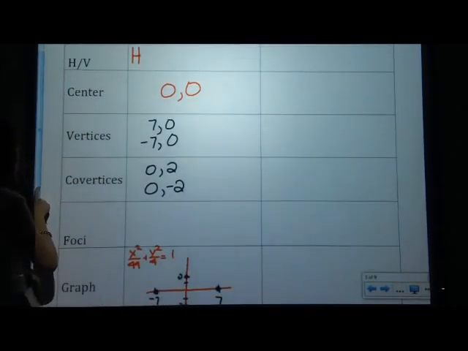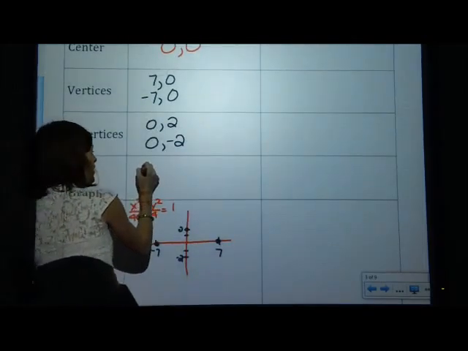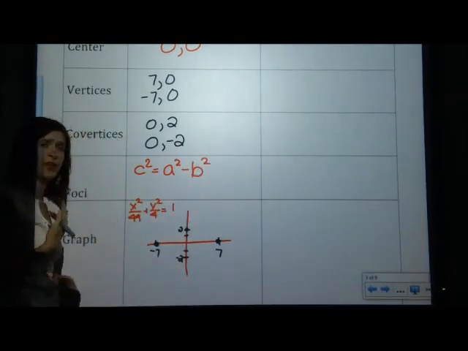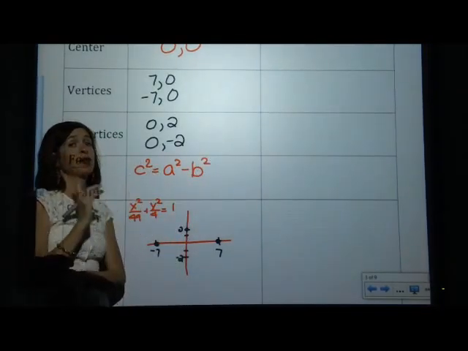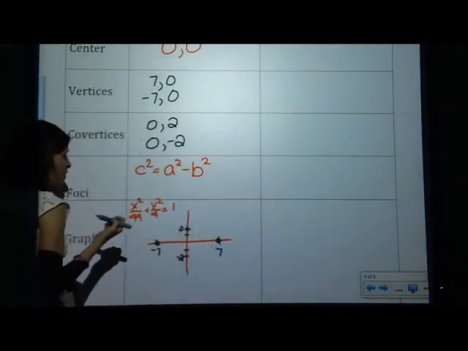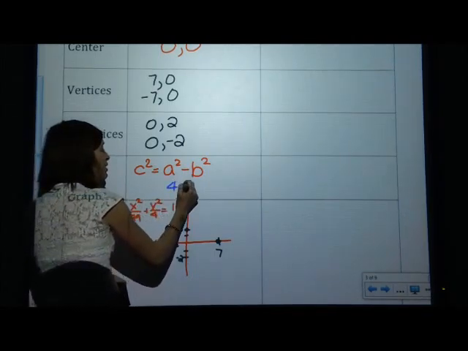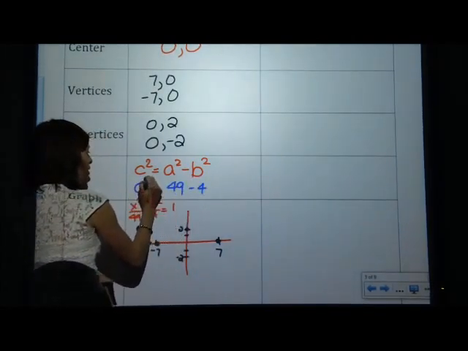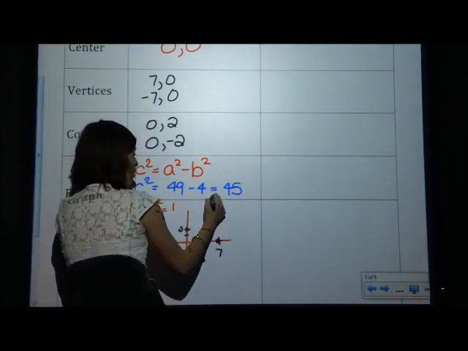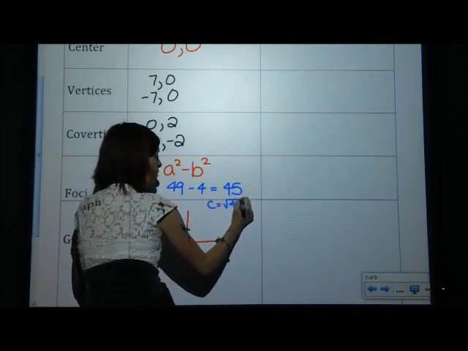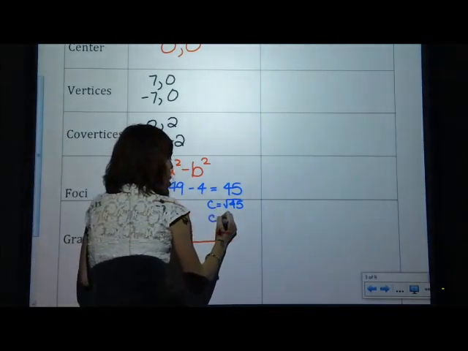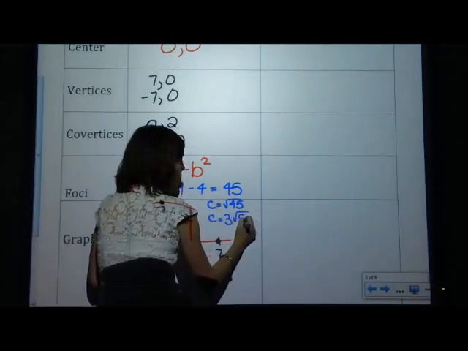So I told you yesterday that it was very easy to find your foci using c squared equals a squared minus b squared. I want you to be very careful. It looks like the Pythagorean theorem, but it's not, okay? Because there's a minus in the middle. All right, so we plug in the values we have. We know our a squared is 49. We know our b squared is 4. So we get c squared equals 45. We solve, and we get c equals root 45. And I would reduce this. The largest perfect square in 45 is 9. So c equals 3 root 5.